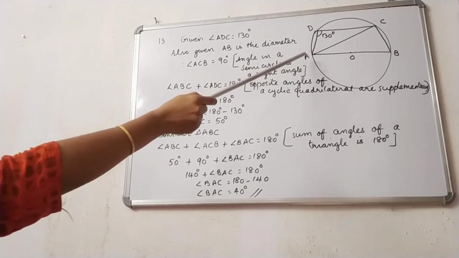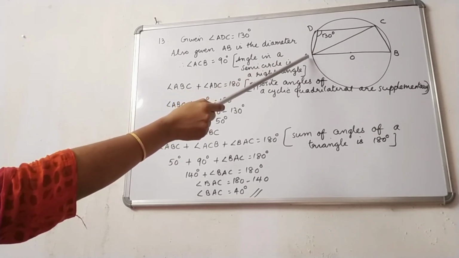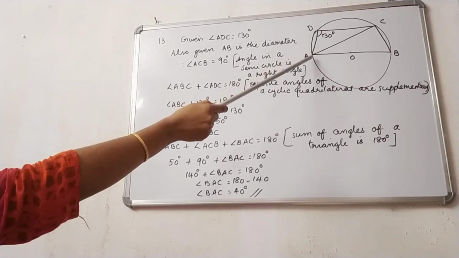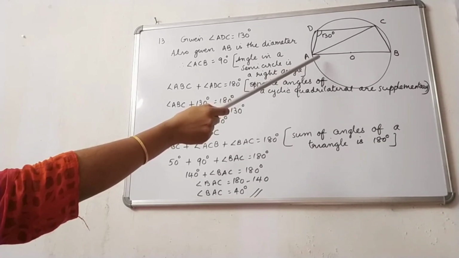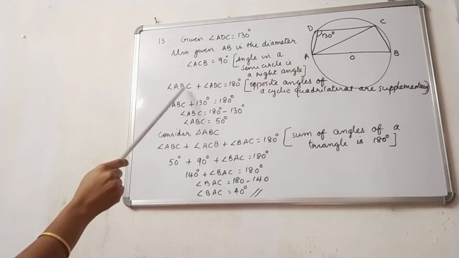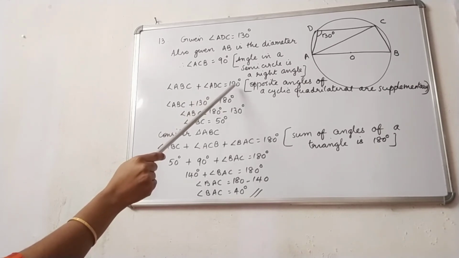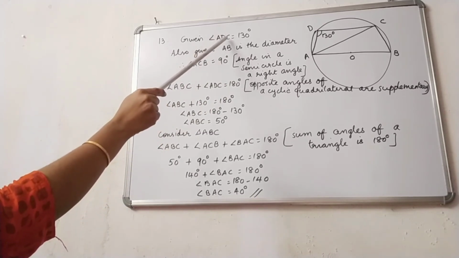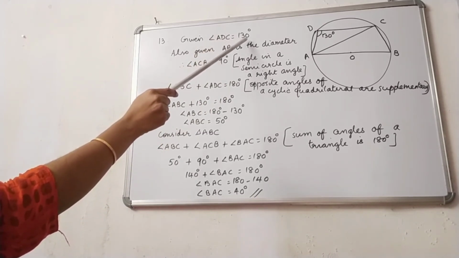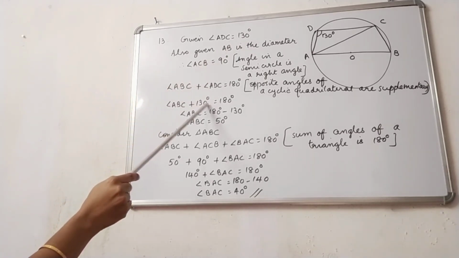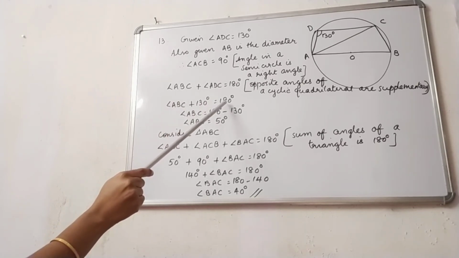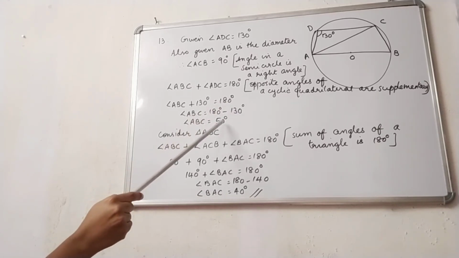Then consider this quadrilateral ABCD, that is cyclic quadrilateral ABCD. Opposite angles of a cyclic quadrilateral are supplementary. So we can write angle ABC plus angle ADC will be 180 degree. From our question, angle ADC is 130 degree. So substitute that here. So it will become angle ABC plus 130 is equal to 180 degree. So we will get angle ABC is equal to 50 degree.